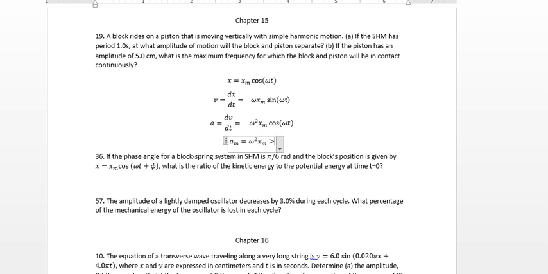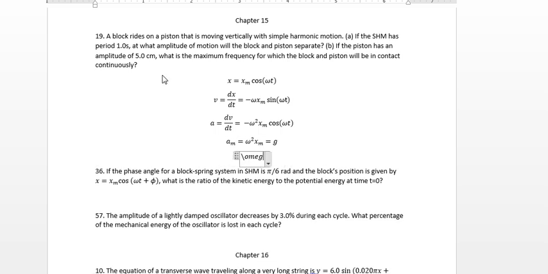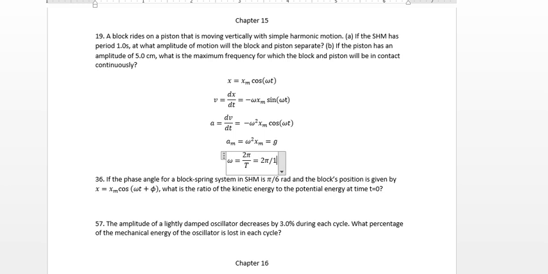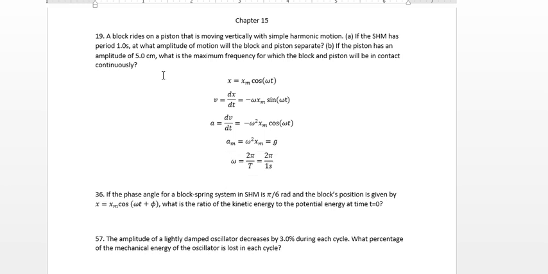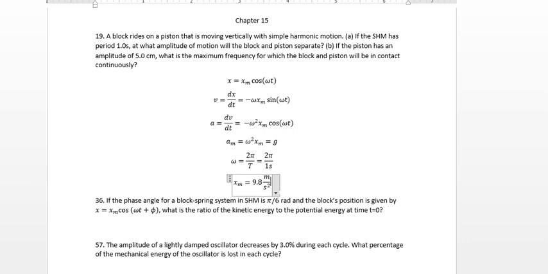So we're really looking for when it is equal to g, to find out what is our maximum frequency or maximum amplitude we can go to, because we've got the period. We know that omega is 2 pi over the period, which is 2 pi over 1 second. That's omega. Now we're just solving for x_m. So x_m is 9.8 meters per second squared, all of that divided by 2 pi per second.